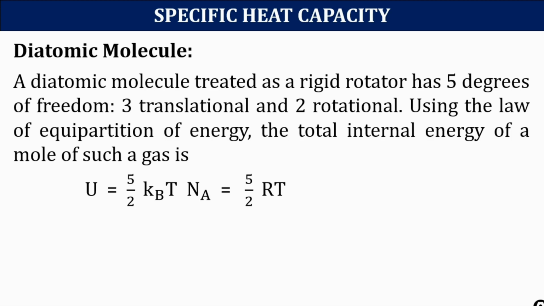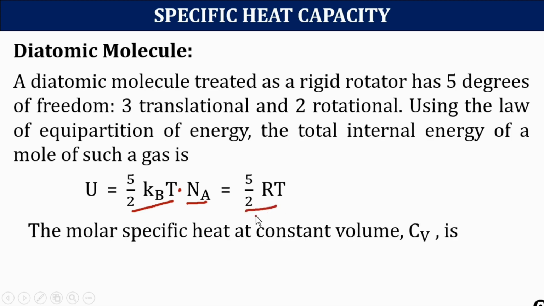Again we have considered 1 mole of substance. The energy associated with a single molecule of a diatomic molecule is equal to 5 by 2 kBT. The number of molecules present in 1 mole of a diatomic substance will be equal to Na. Multiplying, we will get the total energy of the entire sample. For 1 mole of diatomic gas, it should be equal to 5 by 2 RT.